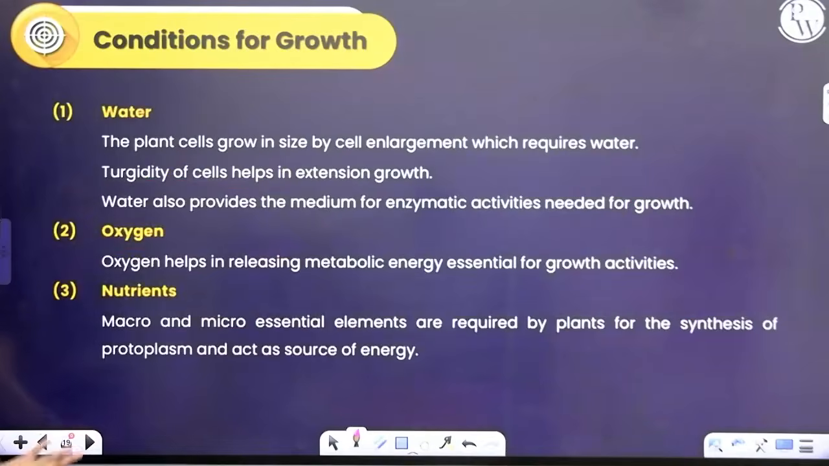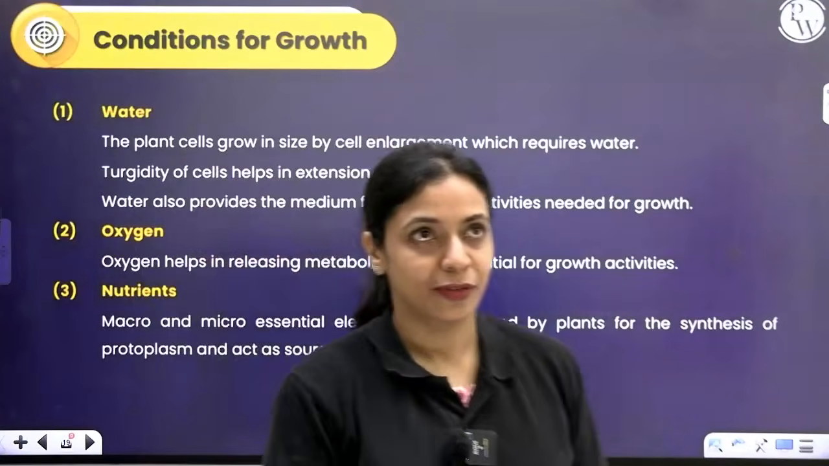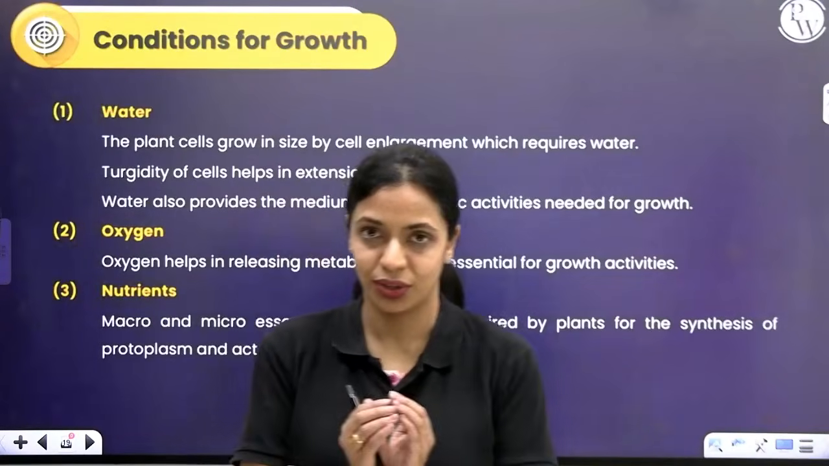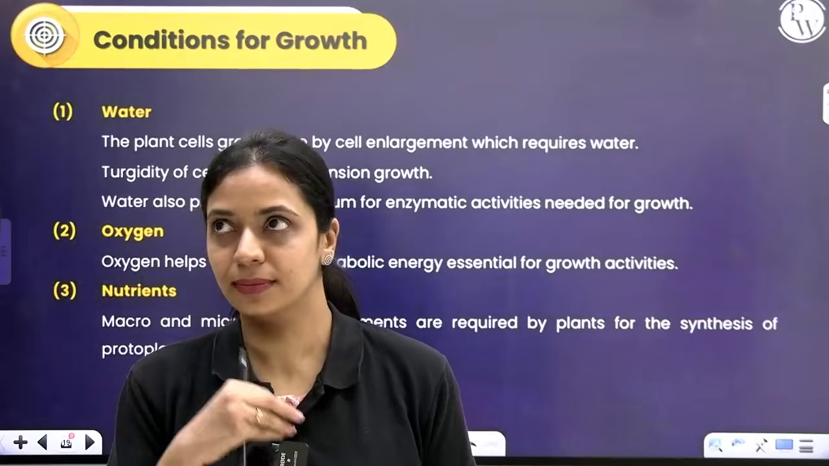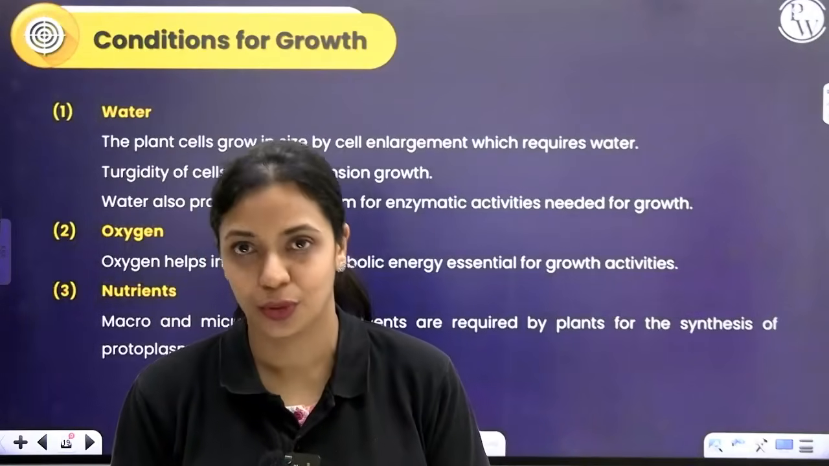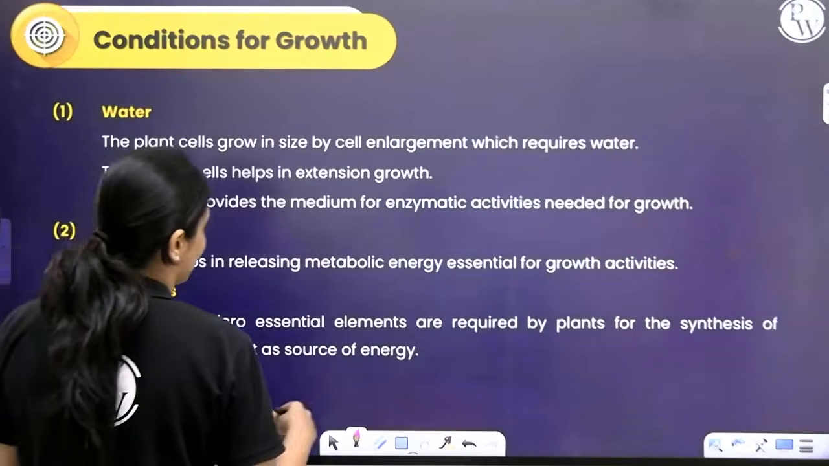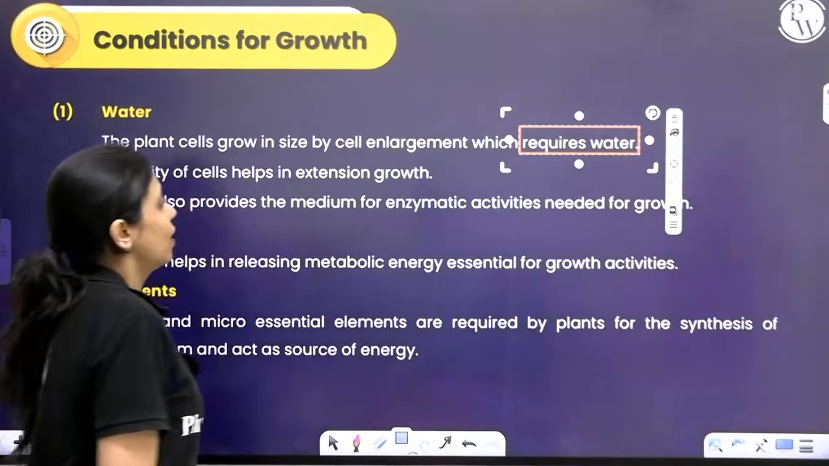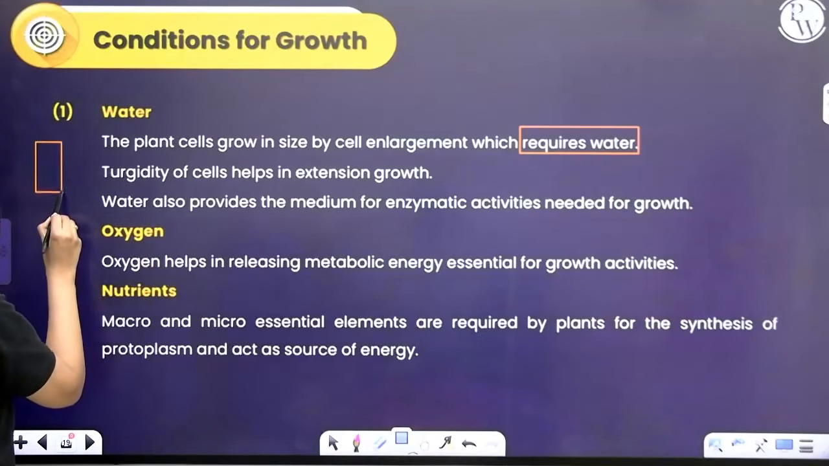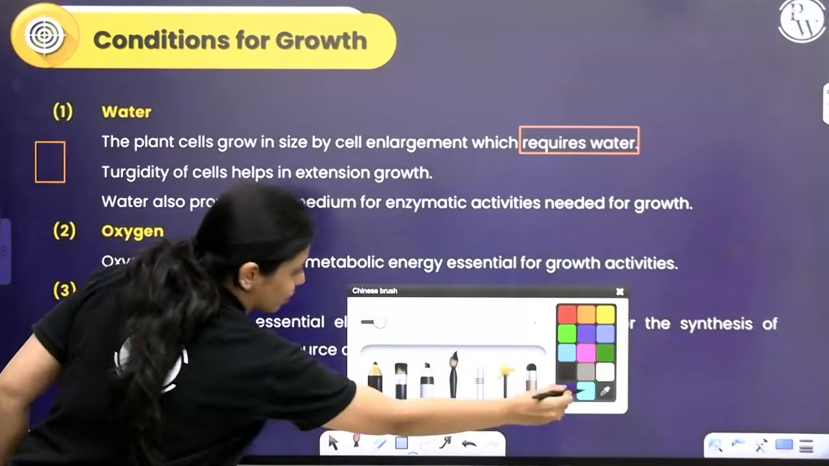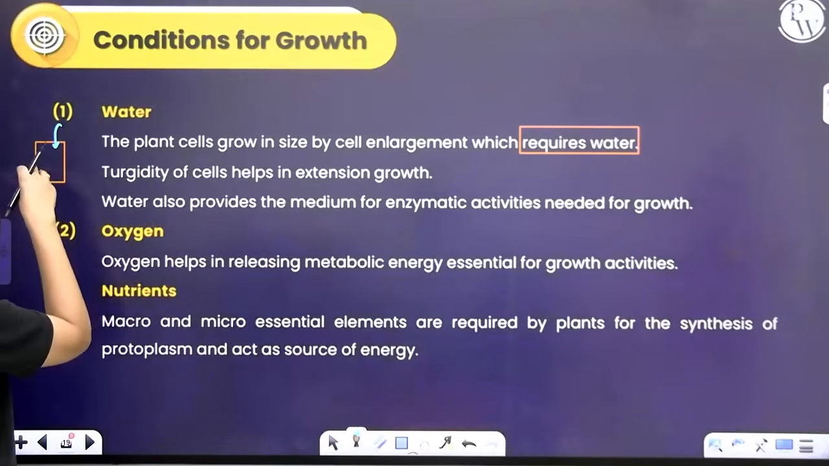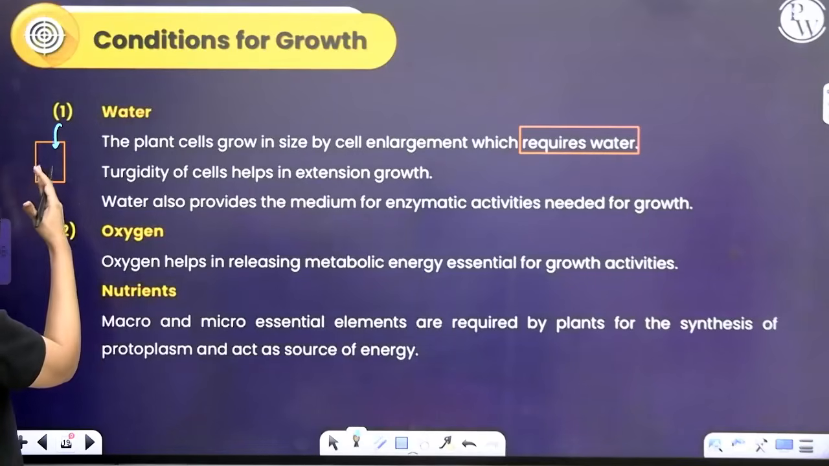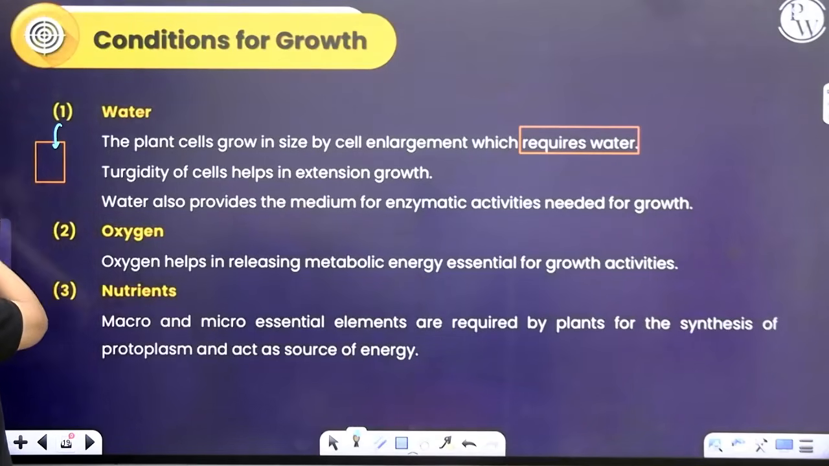Now, what are some conditions that are required for growth? Of course, water is very, very important. When I told you a cell that is smaller increases in size and accumulates more protoplasm, for that kind of enlargement to take place in a cell, water is essential. When water moves into the cell, let's consider this as the plant cell, the protoplasmic or the cytoplasmic contents will increase, and as a result of the increase in the volume of the cytoplasm, the protoplasm will exert a pressure on the cell wall.